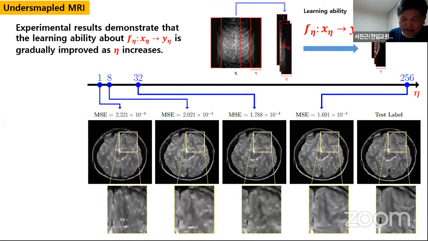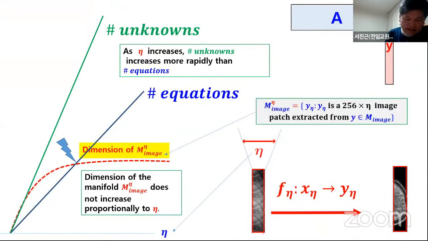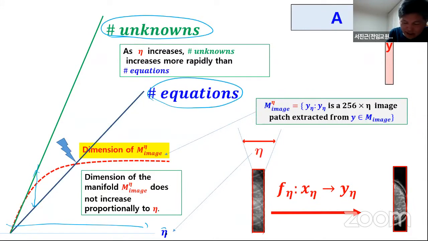The interesting thing is that as eta is increasing, you have a better result. If eta is small, then the learner does not learn very well. And why is that? I'm thinking about this one. Here, this direction is the eta. And here, this much is unknown. This is the number of unknowns. This is the number of equations. As eta is increasing, the number of unknowns is increasing. So it's poor. But the problem is different.